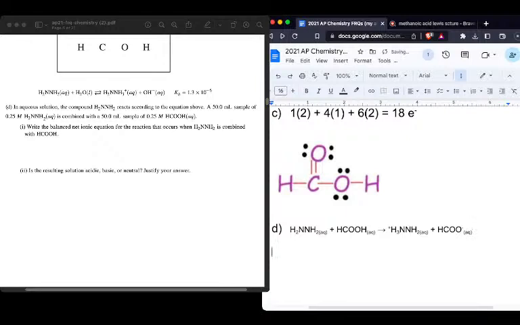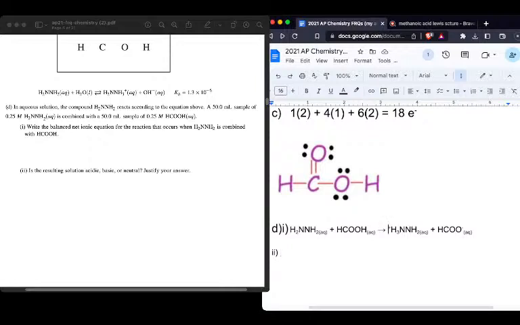Who knows? Anyways, balanced net ionic equation for this reaction. I'm pretty sure that's what I got so far. That was actually D-I. We're now doing D-II. Is the resulting solution acidic, basic, or neutral? Whew, that is actually a little tough.